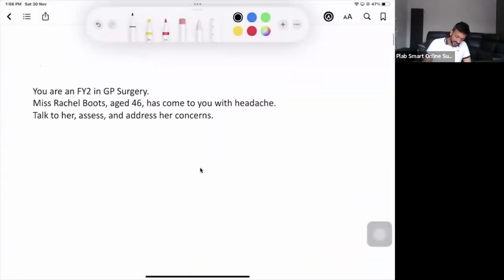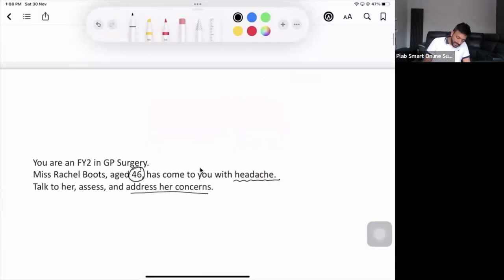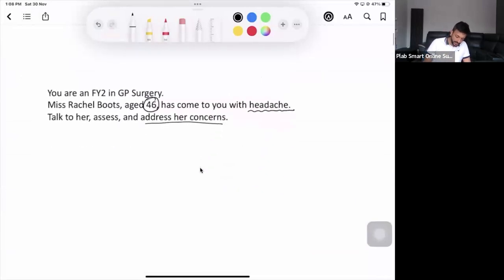You are in the GP surgery. Patient is 46, female patient, came to you with the headache. Talk to her, assess and address her concern. Yep. So now patient has got headache. So what you are going to do, you will elaborate on the headache.